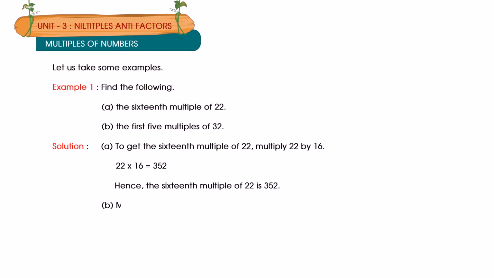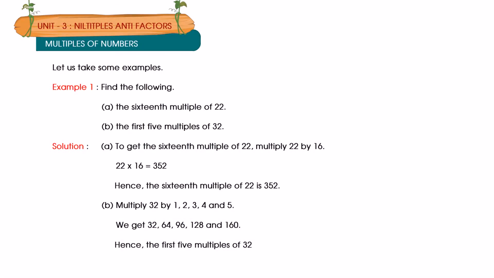B. Multiply 32 by 1, 2, 3, 4 and 5. We get 32, 64, 96, 128 and 160. Hence, the first 5 multiples of 32 are 32, 64, 96, 128 and 160.